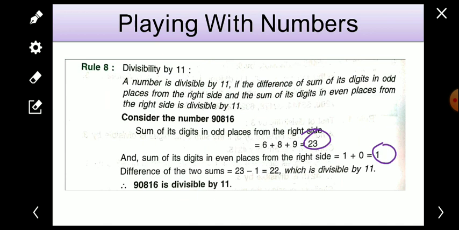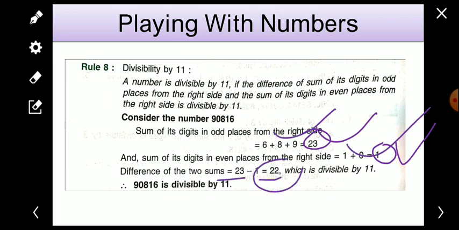Now what will you do? We will get the difference of those sums. It means 23 minus 1. So 23 minus 1, we have got 22.